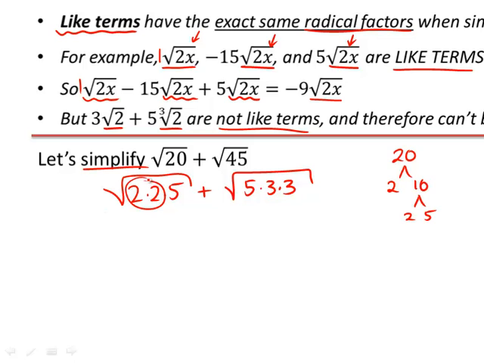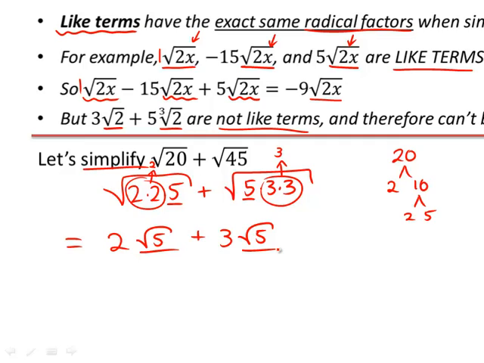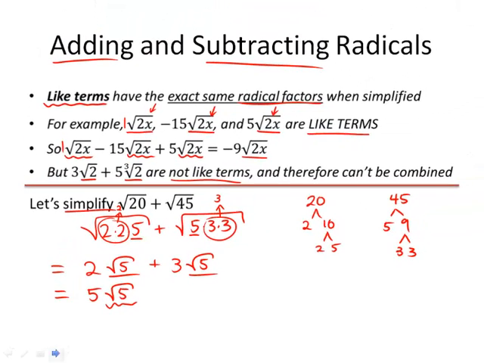Notice here we've got a perfect square of 4, which gives us a 2, and we've got a 5 left inside. Here we've got a 5 left inside, and we've got a perfect square of 9, which gives us a 3 when rooted. So that gives us 2 root 5 and 3 root 5. Voila! Same endings. So we have 2 of these plus 3 of these gives us 5 of these, and the these part was the root 5. So adding and subtracting radicals is all about simplifying the radicals and collecting like terms.